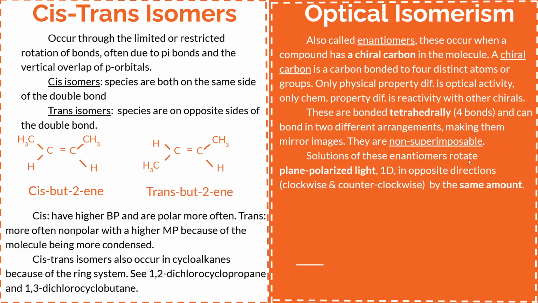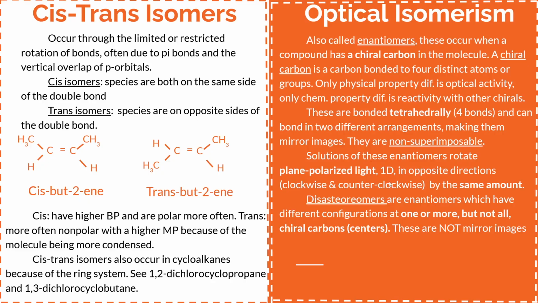Now, solutions of these enantiomers rotate plane polarized light, which is the optical activity I was talking about earlier. Plane polarized light just means it's light going in one dimension, so either vertically or horizontally. And these solutions rotate it in opposite directions. So if you have a solution of one isomer, it's going to rotate it clockwise, and the mirror image is going to rotate it counterclockwise. But they are going to rotate it by the same amount.